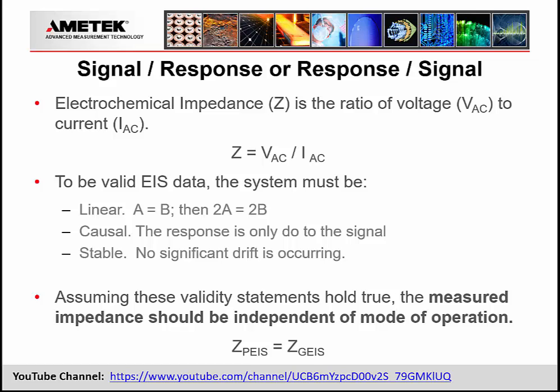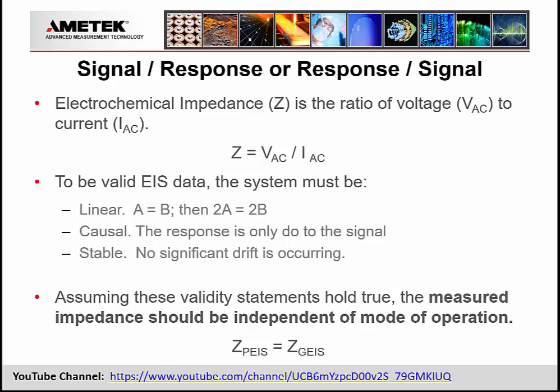So this slide, I've titled it Signal versus Response, or Response versus Signal. And the reason for this is I want to talk about the different modes that you can operate electrochemical impedance spectroscopy in. Electrochemical impedance is always the ratio between voltage and current. And so it's defined by this equation of Z equals the AC voltage divided by the AC current. Now to be valid, there are some criteria for EIS data. One, is that the system is linear. And you'll see that if A equals B, then 2A equals 2B. And what that means is if you double the size of the signal, you double the size of the response. And since it's a ratio, the impedance doesn't change.